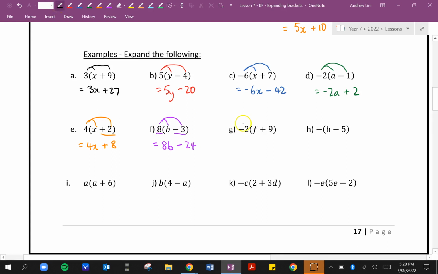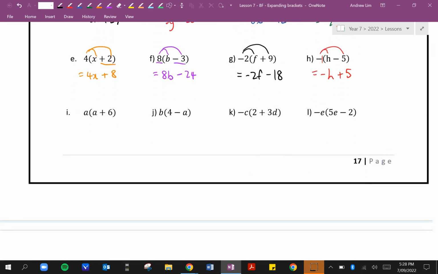Question G. Minus 2 times f is minus 2f. Minus 2 times positive 9 is minus 18. For question H, there's an imaginary 1 out here, so it's like minus 1. Minus 1 times h is negative h. And negative 1 times negative 5 is positive 5. Alright. Maybe pause the video and have a go with question I to L.